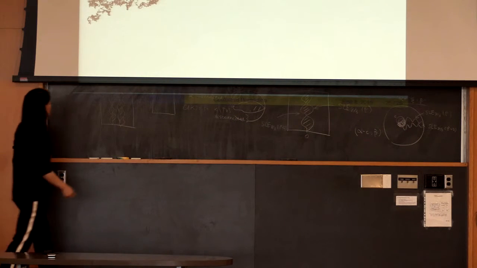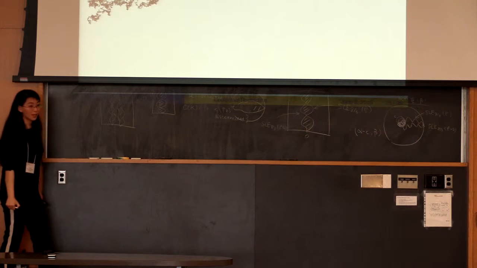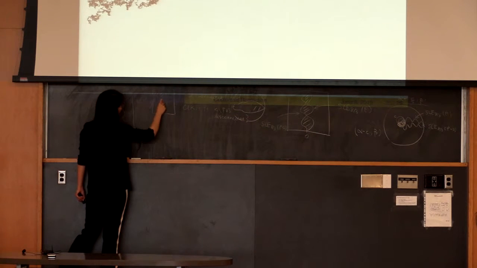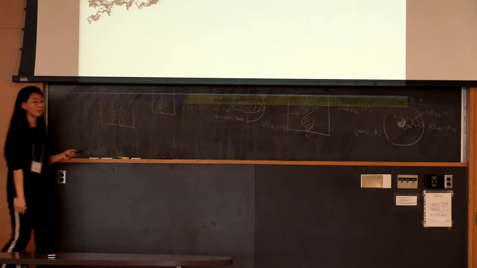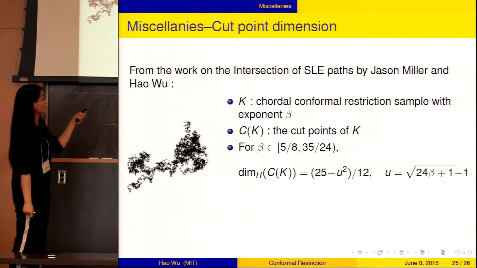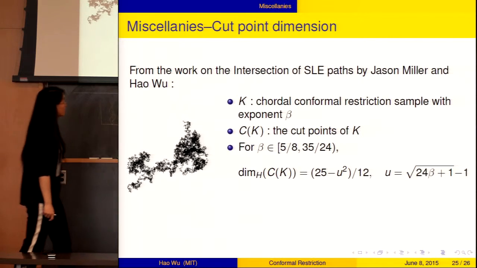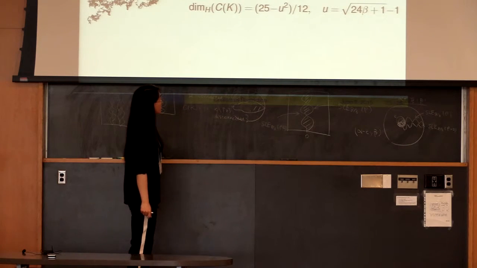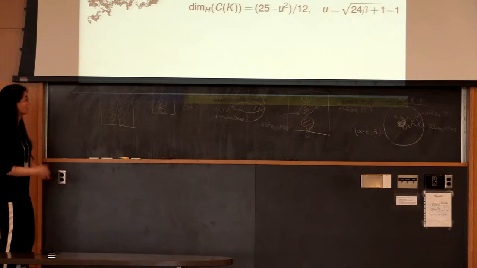And for this random set K, we can see that the intersection of its left boundary and right boundary corresponds exactly to the cut point set of this set. And we can derive that the cut set has dimension given by this formula. If you know some formulas in quantum field theory, the KPZ relation, you can tell that this is closely related to the KPZ relation, relating the Hausdorff dimension and the quantum weights.